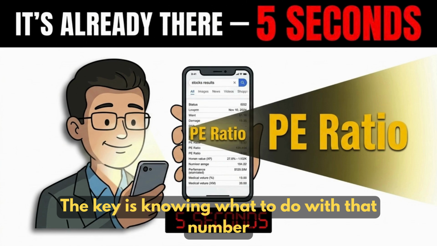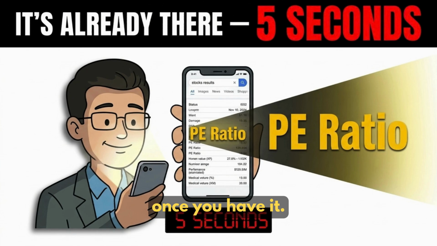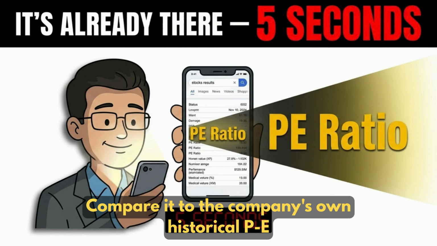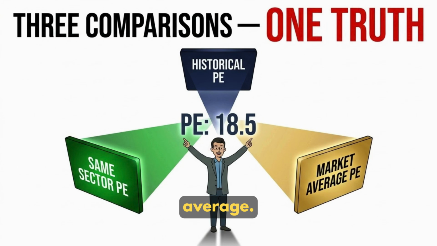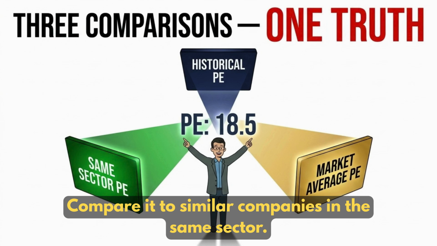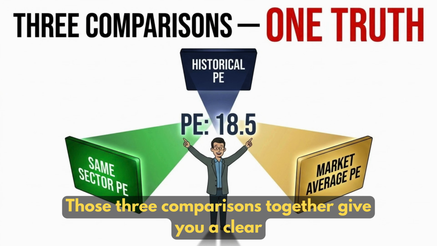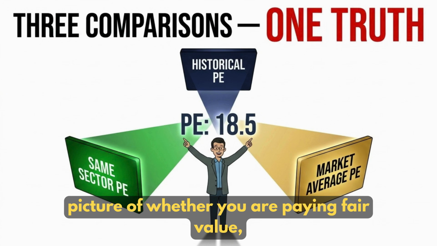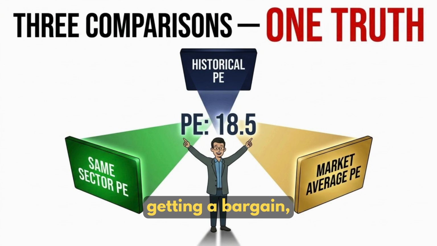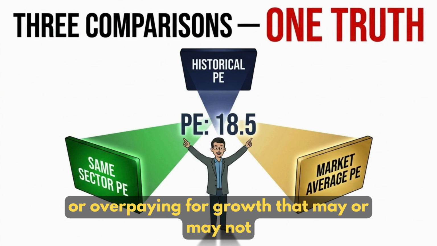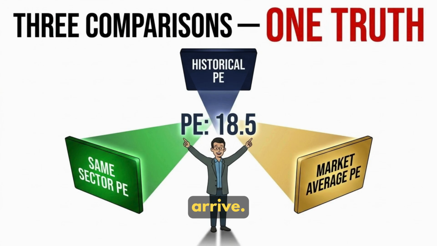The key is knowing what to do with that number once you have it. Compare it to the company's own historical PE average. Compare it to similar companies in the same sector, and compare it to the broader market average. Those 3 comparisons together give you a clear picture of whether you are paying fair value, getting a bargain, or overpaying for growth that may or may not arrive.